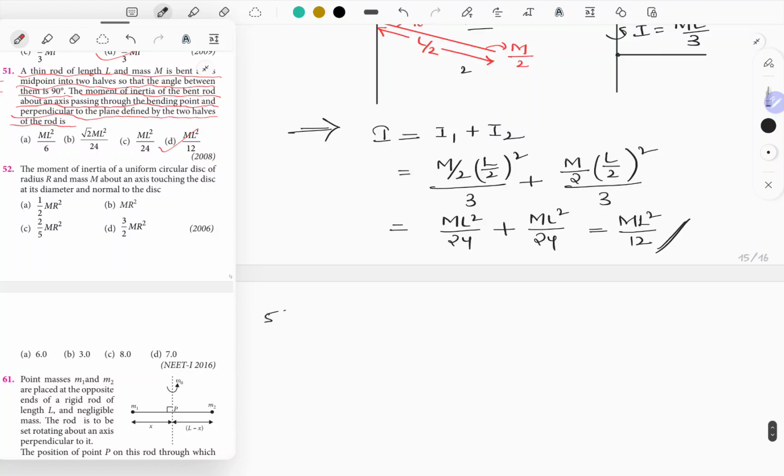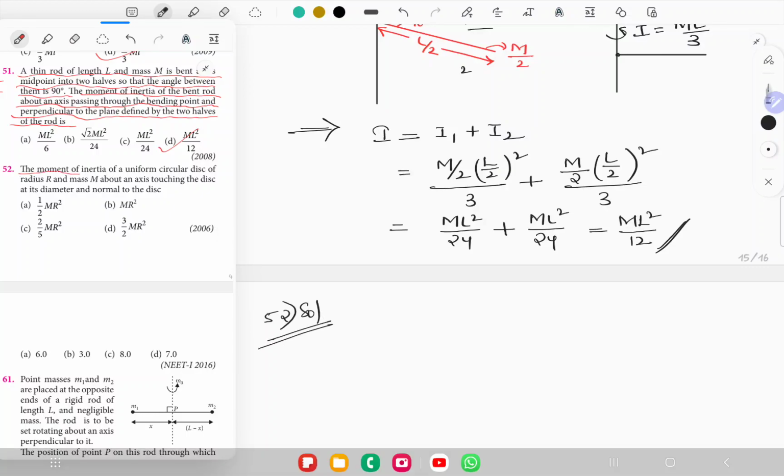Question number 52. Let me read out the question. The moment of inertia of a uniform circular disc of radius capital R and mass M about an axis touching the disc at its diameter and normal to the disc is.